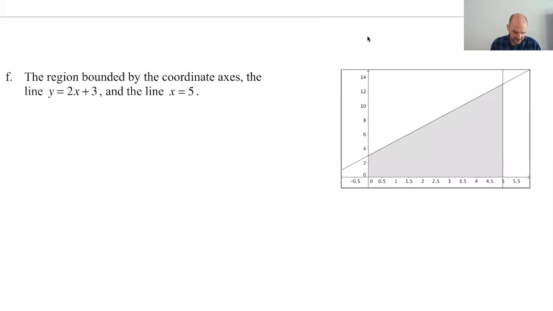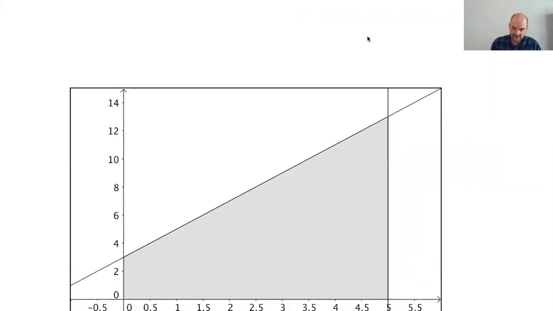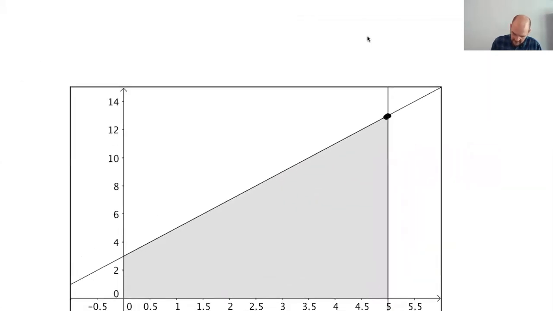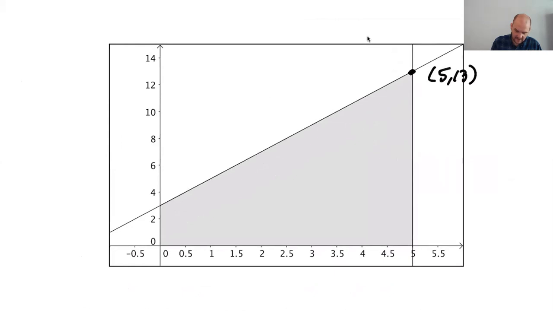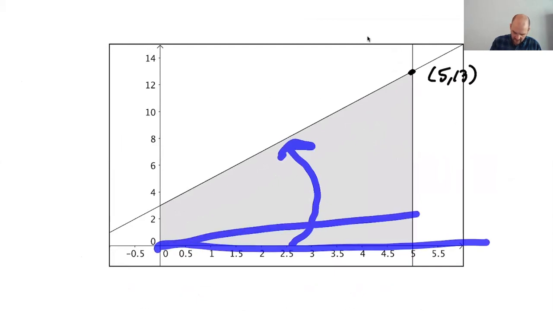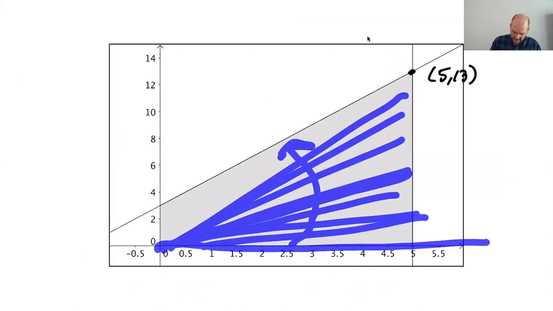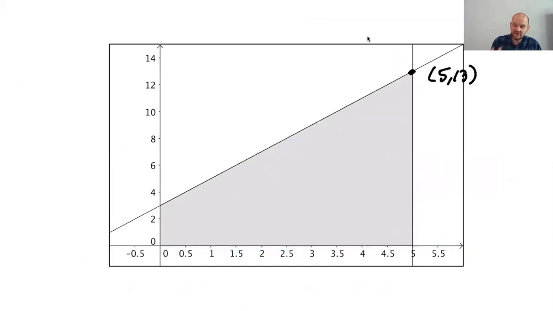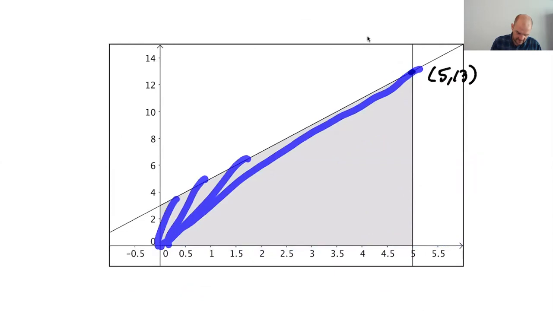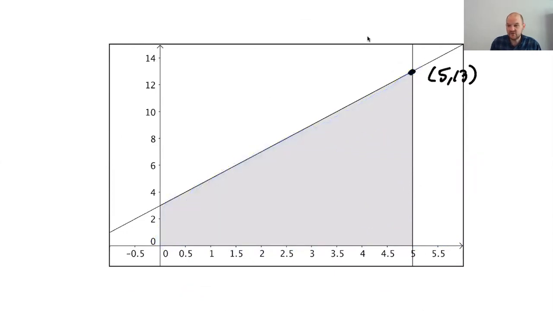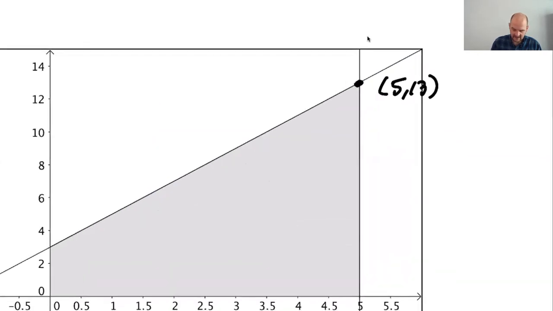So we have y equals 2x plus 3, and we have x equals 5, which means this ordered pair right here is (5, 13). Let's think about what we're doing. We're going to start facing here, and we're going to rotate. As we rotate, we want to keep in mind where our laser beam is hitting. For a while, our laser beam is hitting this vertical line. But when we get to the point (5, 13), we stop hitting that and we start hitting the slanted line. So we're going to have to do two separate integrals to get this, and that's kind of unfortunate.